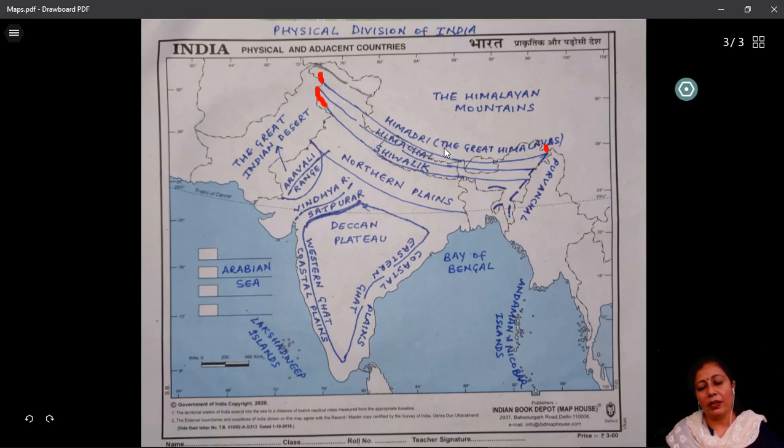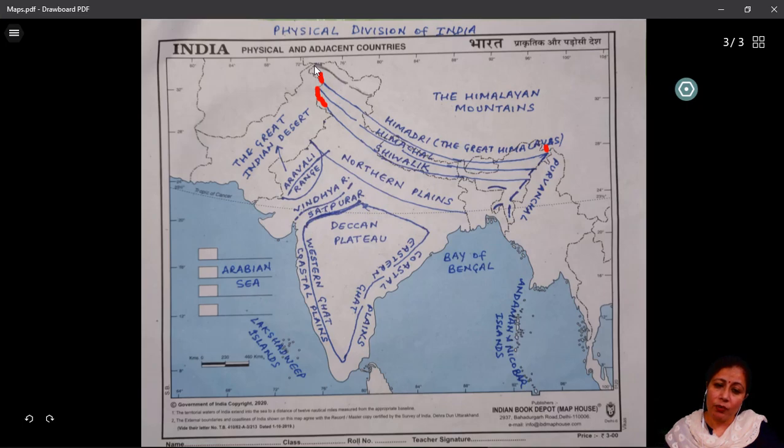You can see this Himalayan range. In Himadri is found the highest mountain, which is called Mount Everest. It is also situated in the Great Himalayas. And India's highest mountain, do you know? That is K2. Let me discuss K2 here.